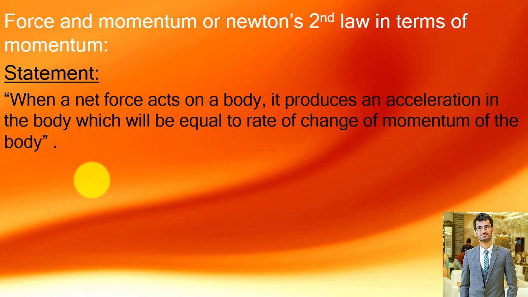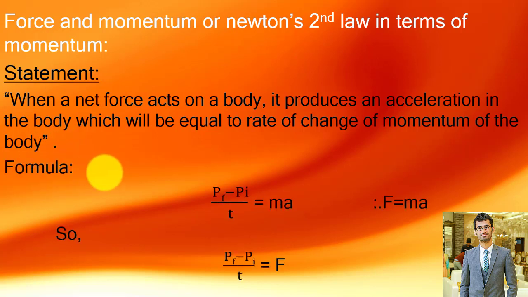Its mathematical form is given as (Pf - Pi) / t = m a. Here Pf is the final momentum, Pi is the initial momentum, t is the time taken, and m and a are the mass and acceleration of the object.